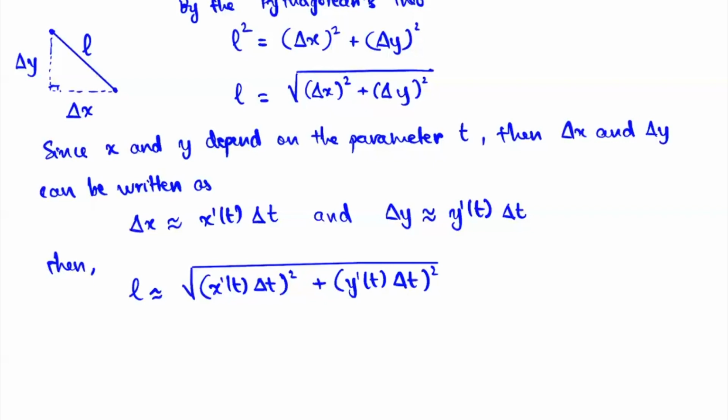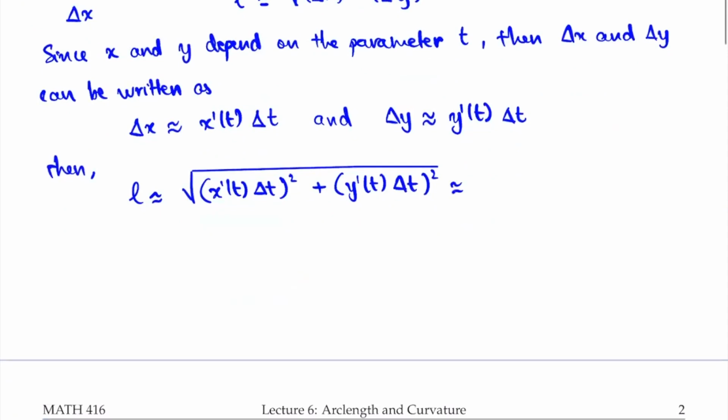So now at this point, if you square all the terms here, you have delta t squared on both terms, right? So delta t squared is the common factor. You're okay with that? You can pull out the delta t squared, or take the square root of the delta t squared. And then you're still going to have the approximation: the square root of x prime t squared plus y prime t squared times delta t. So this is just the regular multiplication.